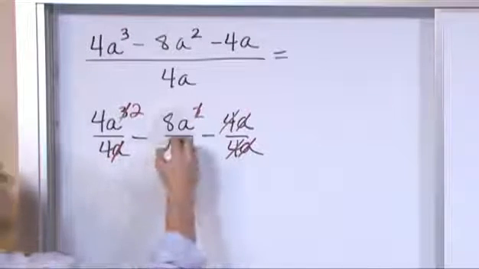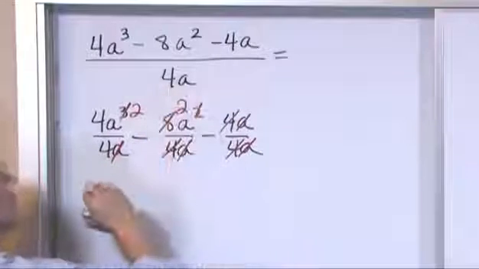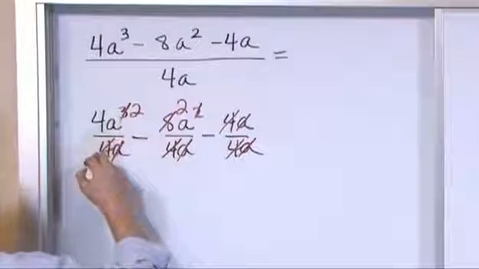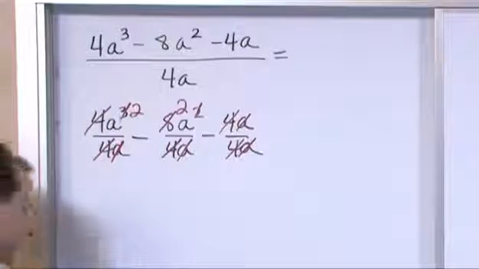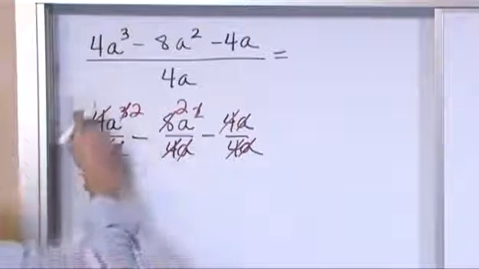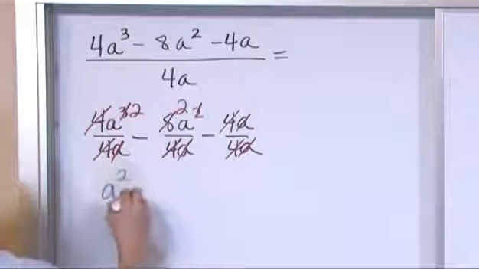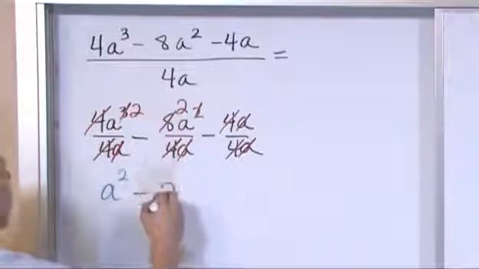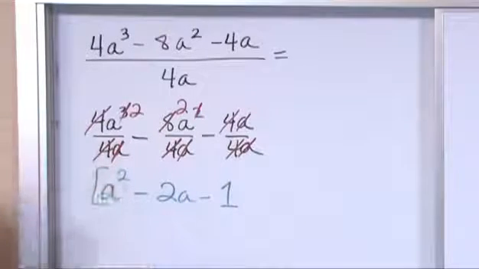Now, we divide this by 4, divide this by 4, this is going to give us 2. We divide this by 4, we divide this by 4, so they just go out. So at the end of the day, nothing left here except for a squared. Right? Minus. Nothing left here except for 2a. Nothing left here except for 1, because everything's divided out. So we have a squared minus 2a minus 1.